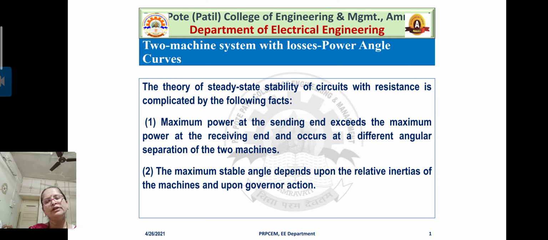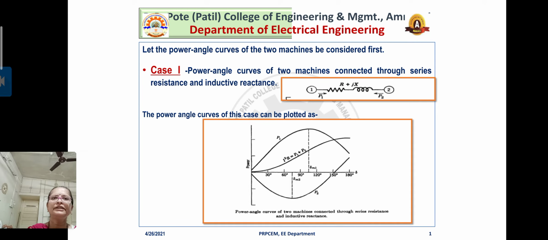That's why first we are going to focus on power angle curves, because it is mentioned that the maximum power at the sending end exceeds the maximum power at the receiving end and occurs at a different angular separation of the two machines, that is delta. Second, the maximum stable angle depends upon the relative inertias of the machines and upon governor action. That's why a separate note will be on the effect of inertia. Okay, so the first point that we are going to discuss for today's session is the power angle curves. Let the power angle curves of the two machines be considered first.